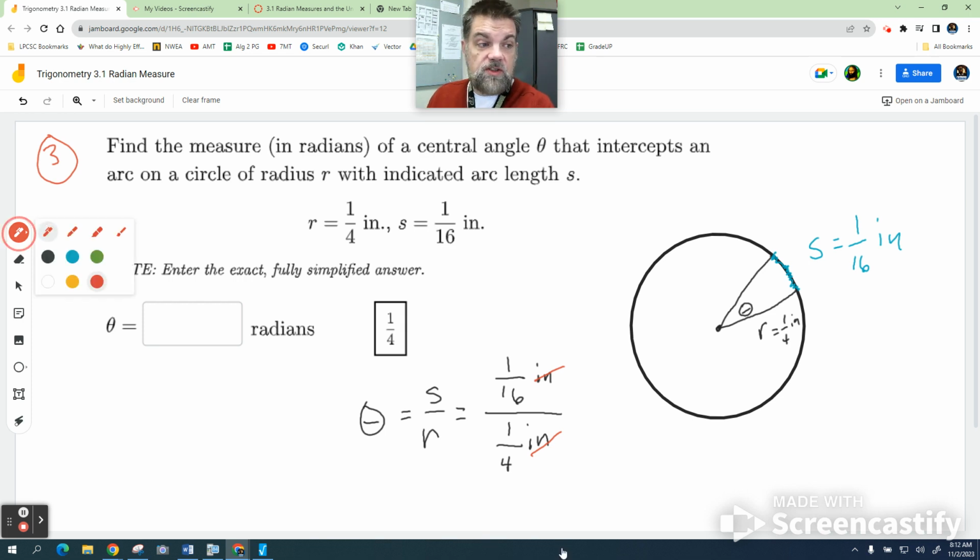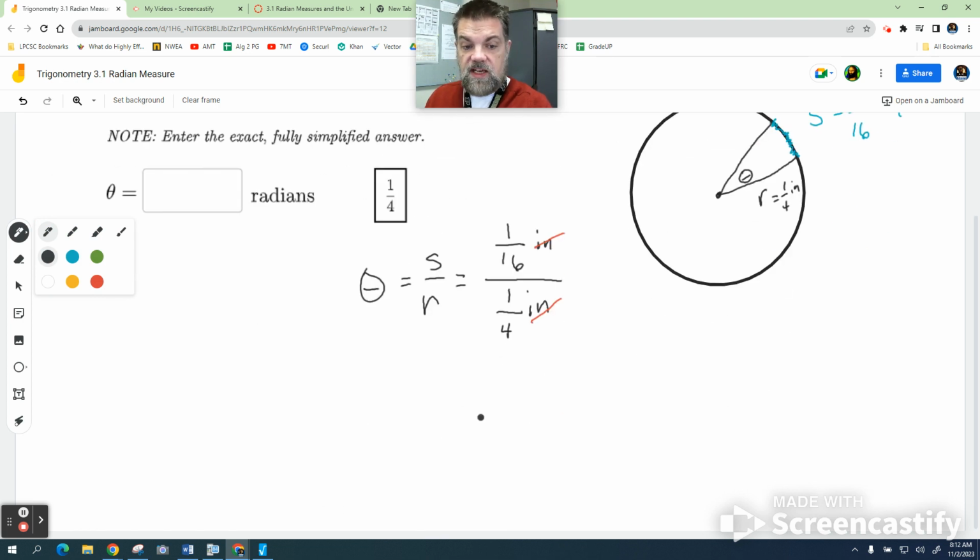But now the challenge for this one is, really what we're saying is, what is 1/16 divided by 1/4? So whenever we divide by a fraction, we multiply by the reciprocal, right?